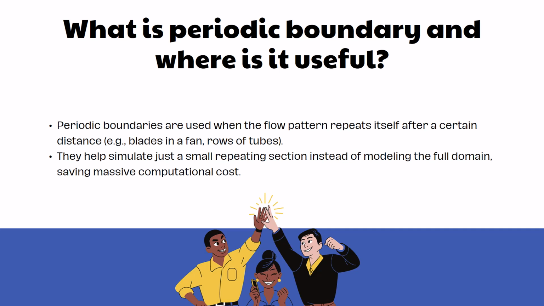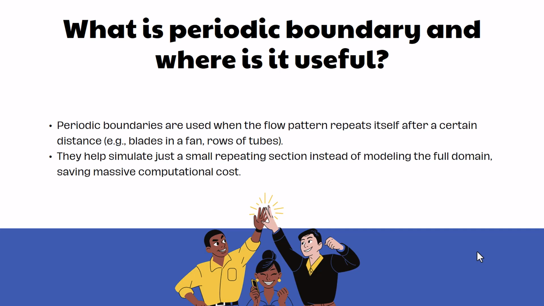Then next question is, what is periodic boundary and where is it useful? So periodic boundaries are used when your flow pattern is repeating. That means if you have fan blades or if you have multiple tubes in a row, then you will be using periodic boundary. So it will reduce your computational effort.